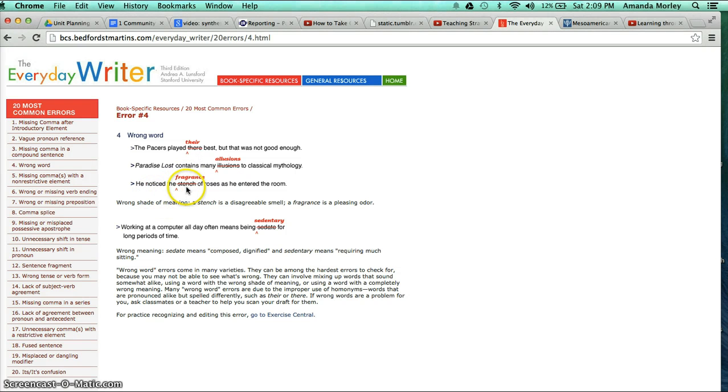"He noticed the stench of the roses?" No, he noticed the fragrance of the roses. A lot of times, too, it's just simply that we don't have our words right. "Paradise Lost contains many illusions." Illusions are like magic tricks. No, it includes many allusions. So be careful, take your time, rest, and then come back to it.